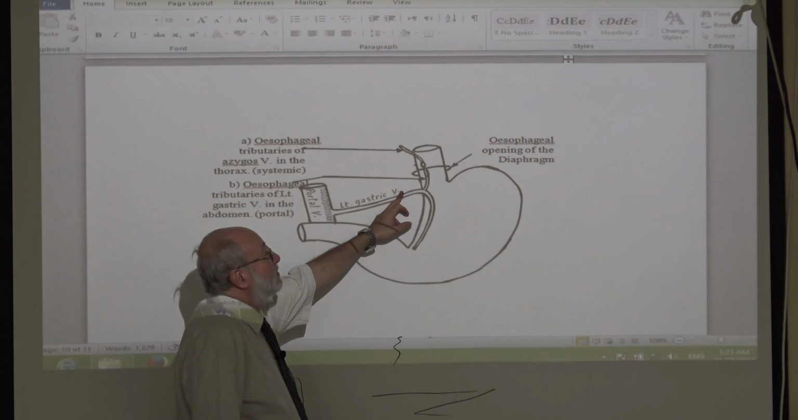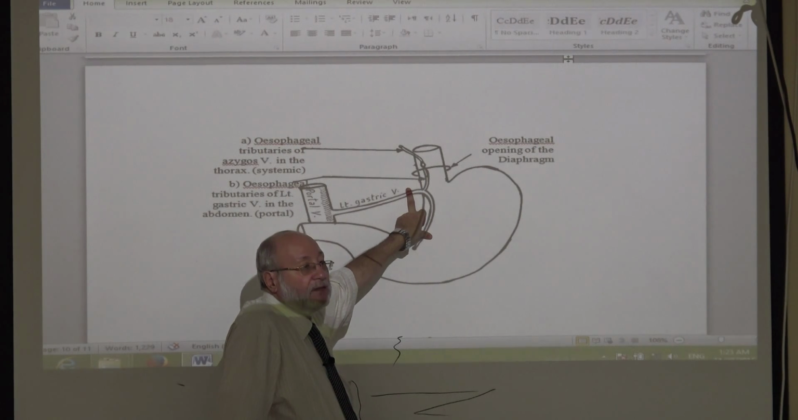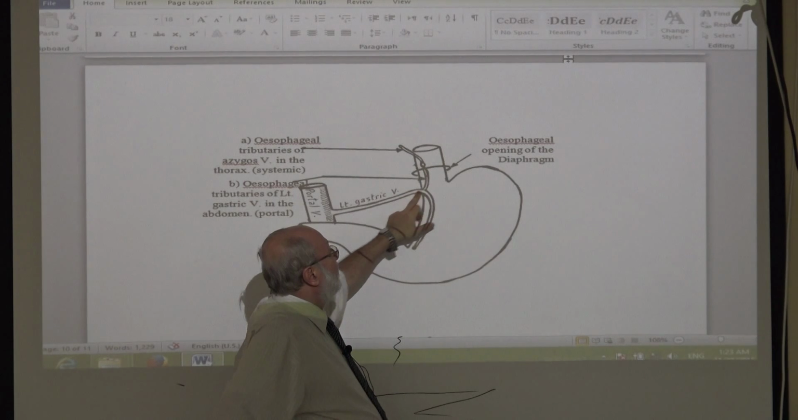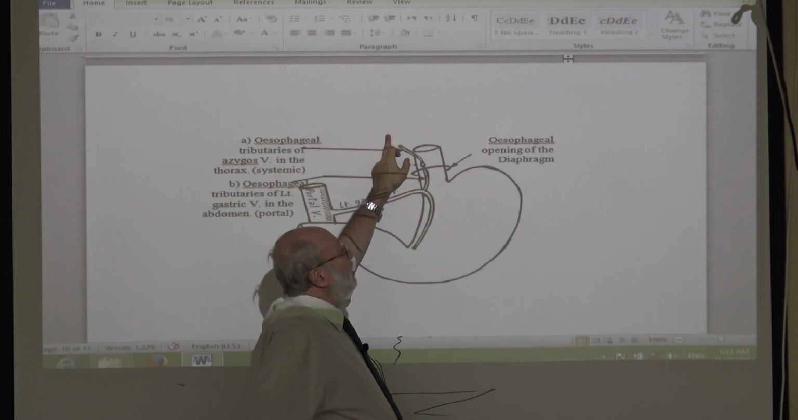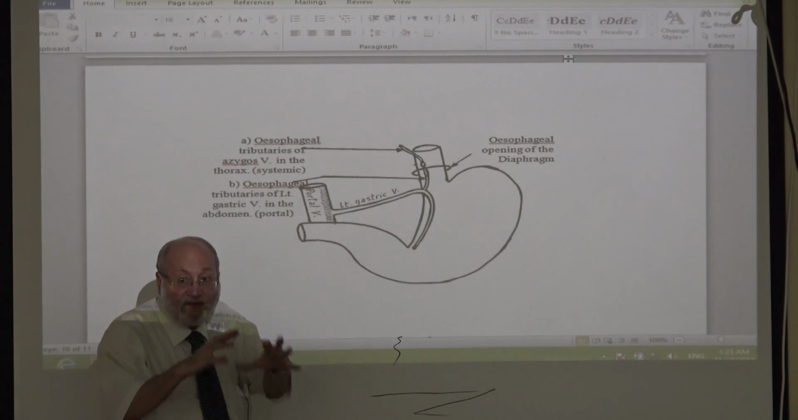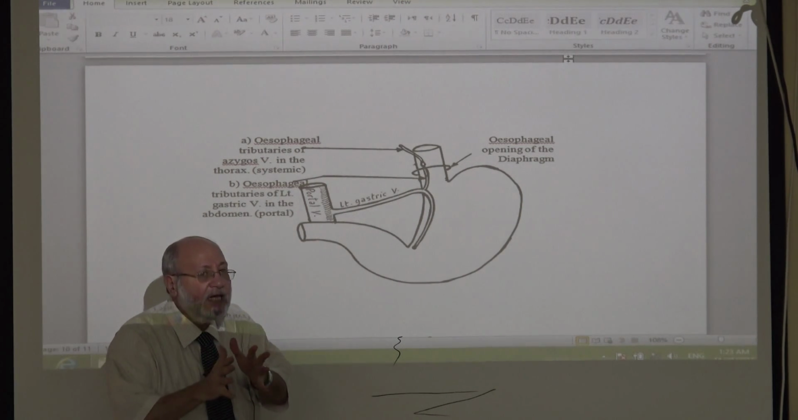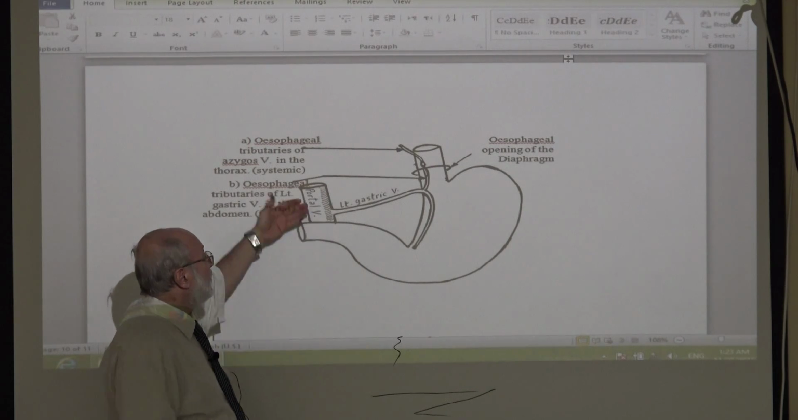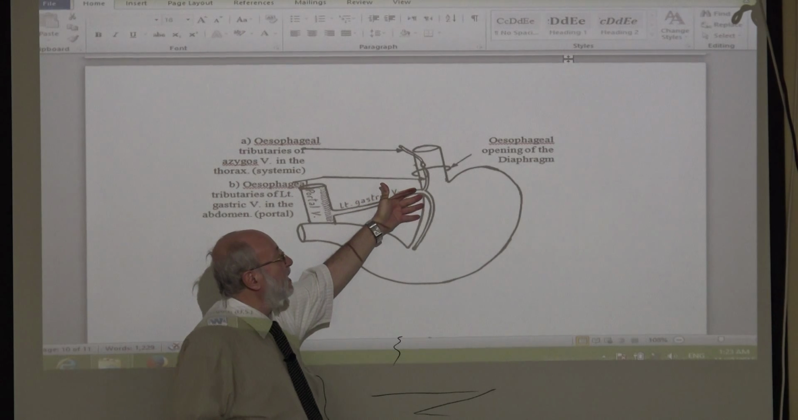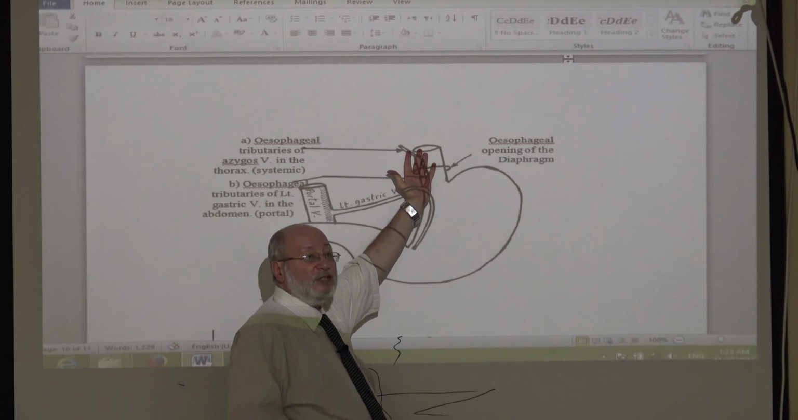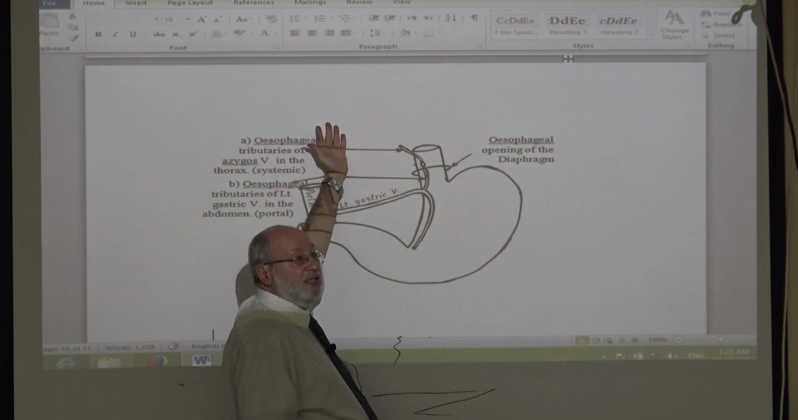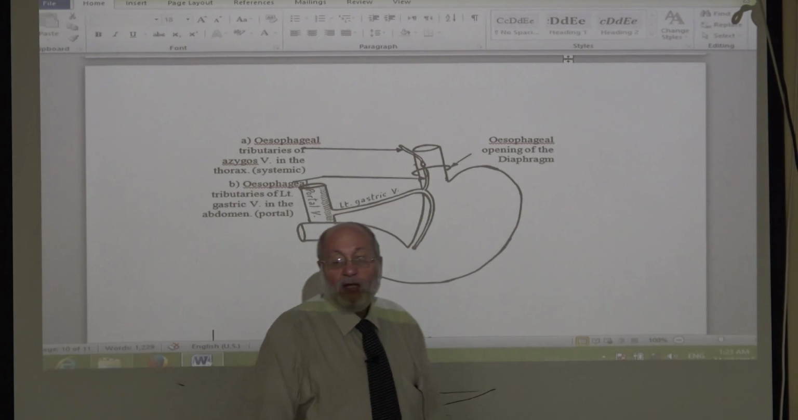This is the famous site of portal systemic anastomosis. Anastomosis between esophageal veins of left gastric and esophageal veins of azygos, and the direction of blood flow is reversed. Blood flow passes in a reverse way from portal vein, left gastric, esophageal veins, anastomosis, and esophageal veins of azygos to superior vena cava. Okay?